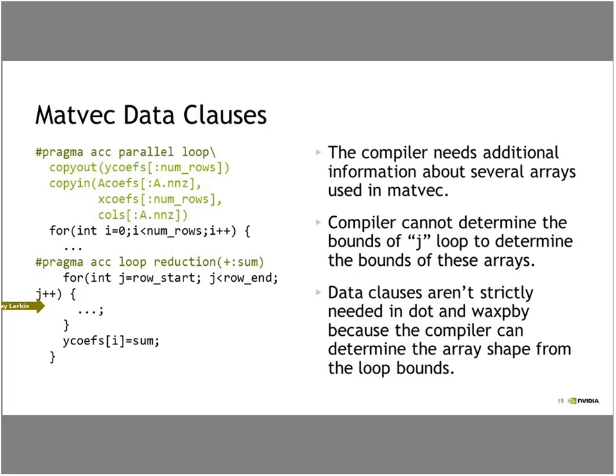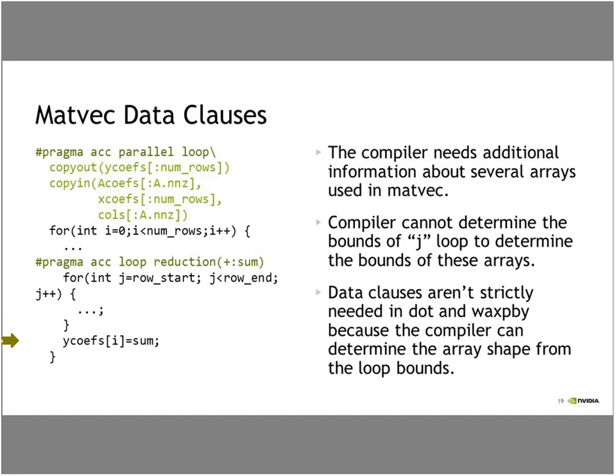If instead I look at Y coefficients that's used here within the I loop, well, the I loop can be easily counted. I start at 0 and I end at num rows. So the compiler understands the size of Y coefficients. Y coefficients starts at 0 and ends at num rows, and that's how much of the Y coefficients array that I need to move. So that's what we're seeing here. So that's why there's this difference of why Y coefficients doesn't matter.